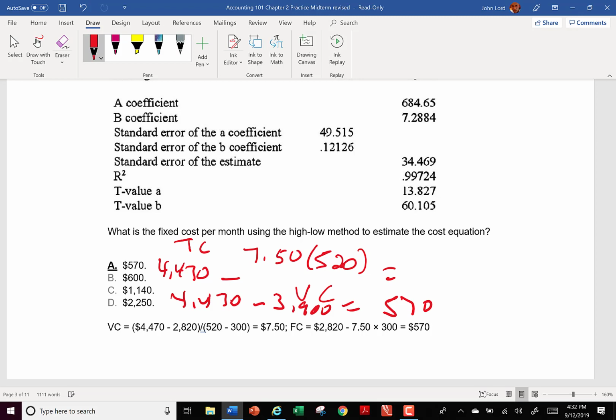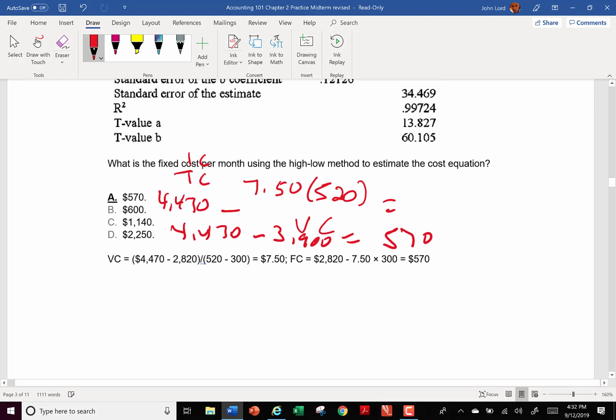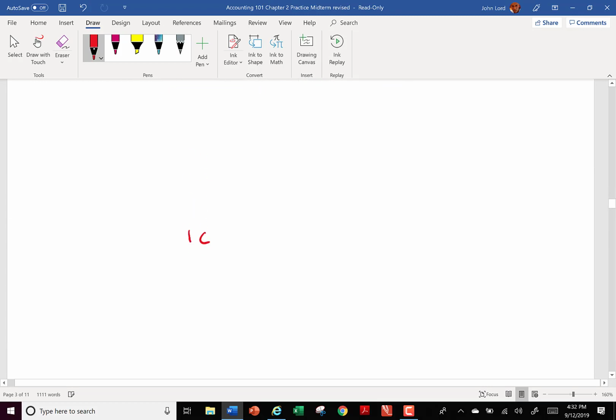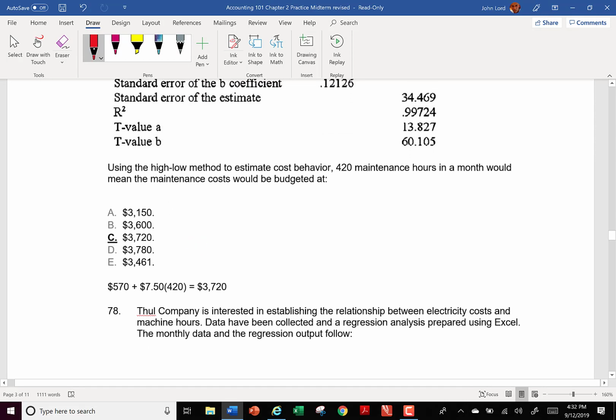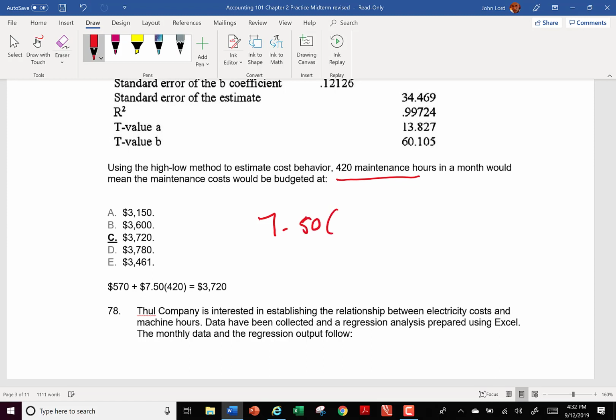Now, and this is sort of the question we did from the slides. Same facts. And they want to know, well, what happens if you have 420 hours of maintenance? Well, the equation that we've figured out is 750 times the maintenance hours, and here they're telling me the maintenance hours are 420, plus the fixed cost that we figured out from the previous problem, right? And that gives me a total here of 3720 using the high-low method.